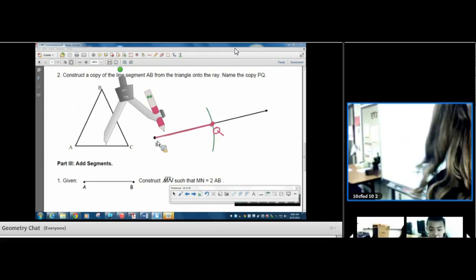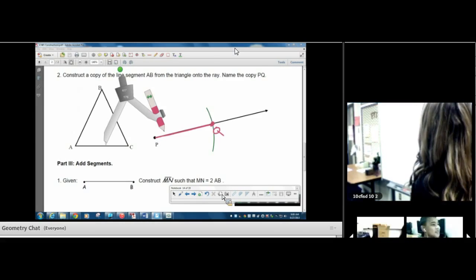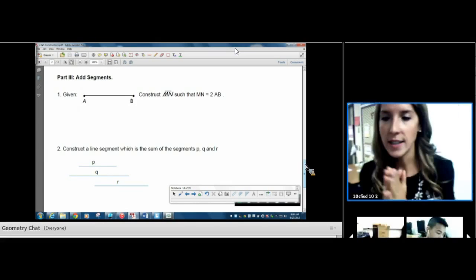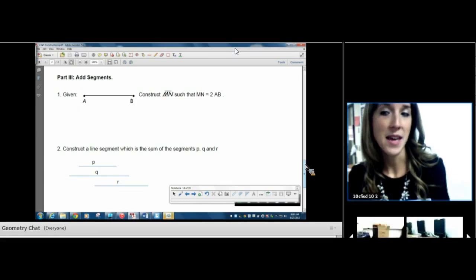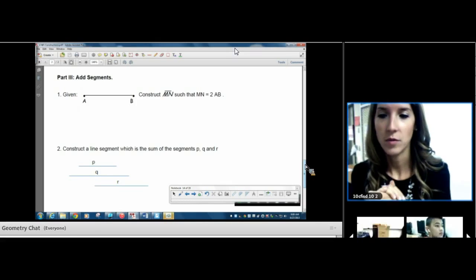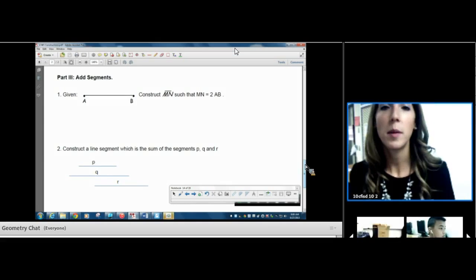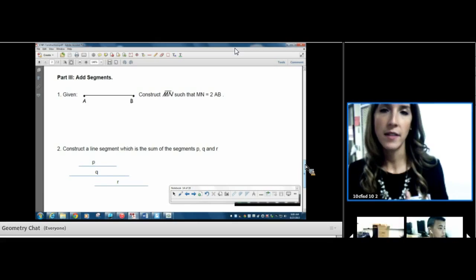Here's the last one I'm going to do in this lesson, and the rest you get to practice on your own. Given segment AB, construct segment MN such that MN equals 2AB. Whoa, what does that mean? So, 2 times something means we're going to double it. MN is going to be double the size, the length, of AB.